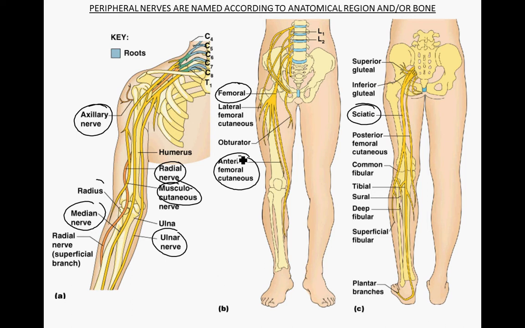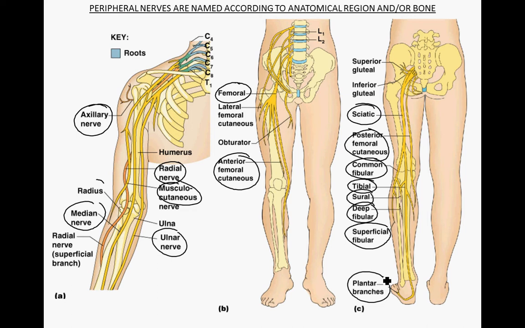On the posterior side, we will be able to identify this tibial, common fibular, posterior femoral cutaneous, and then the deep fibular, superficial fibular, and the sural. And then finally on the bottom of the foot here, these plantar branches. And again, these are named for the general anatomical regions that they are innervating, right, or going to.